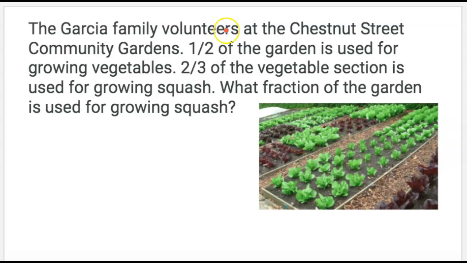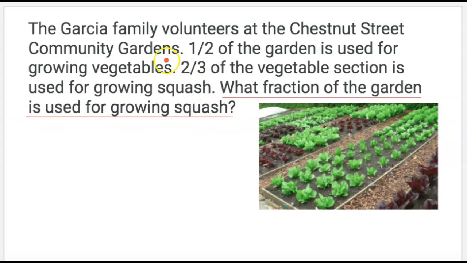The Garcia family volunteers at the Chestnut Street Community Gardens. 1/2 of the garden is used for growing vegetables. 2/3 of the vegetable section is used for growing squash. What fraction of the garden is used for growing squash? First of all, let's code our problem. Remember that we want to underline the question. So the question is asking what fraction of the garden is used for growing squash.